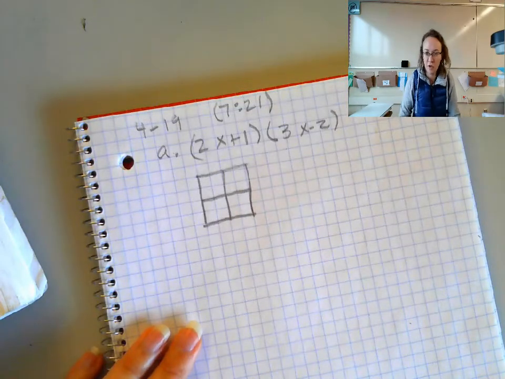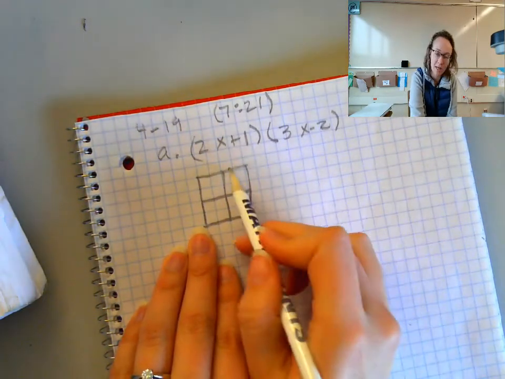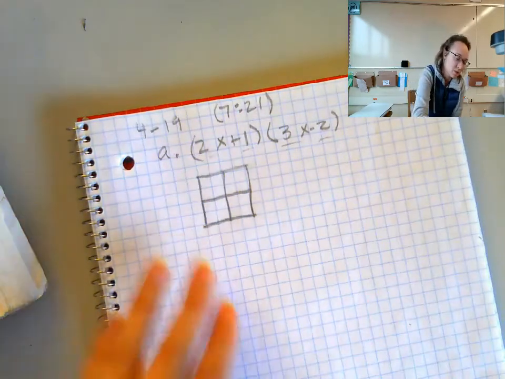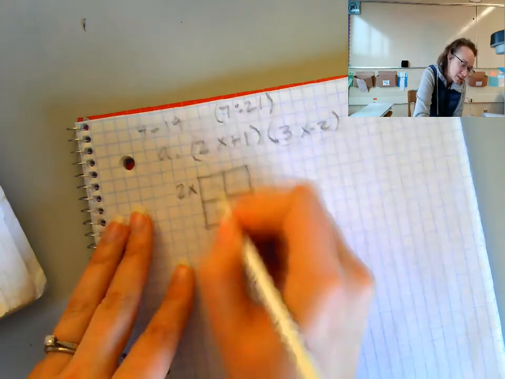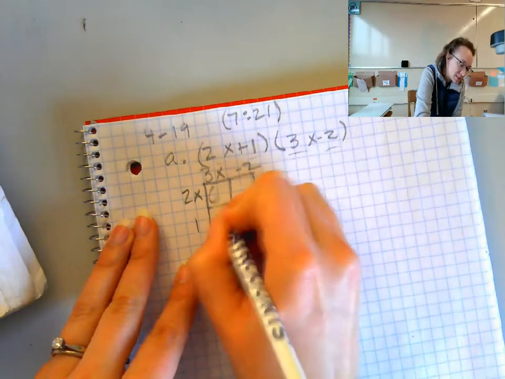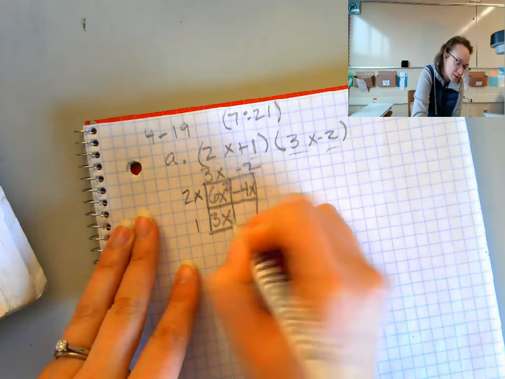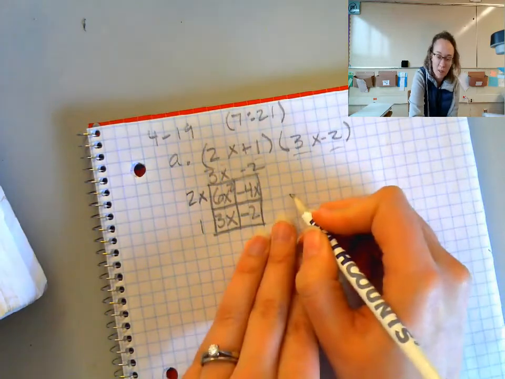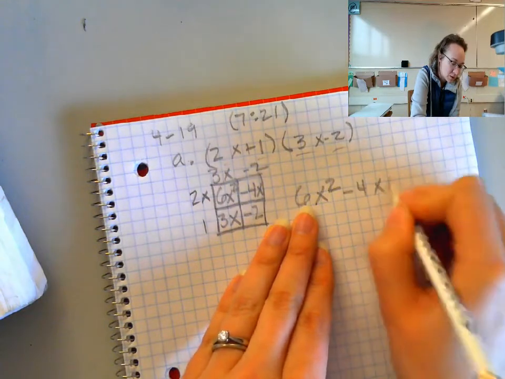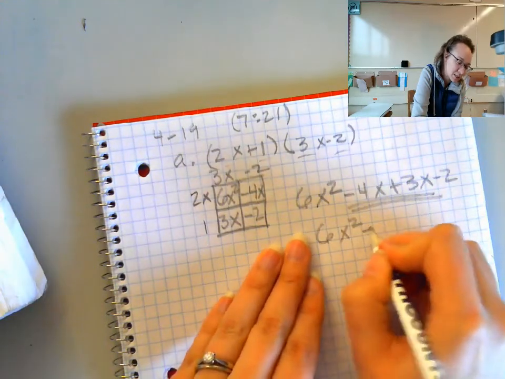All right, and then 4-19, we are multiplying the polynomial. That means that we need a generic rectangle. It's going to be a 2 by 2 because there's 2 parts here and 2 parts here. So I'm going to do 2x and then 1, 3x, and minus 2. That gives me 6x squared minus 4x plus 3x minus 2. And then I will simplify. Those two terms can be simplified. 6x squared minus x minus 2.